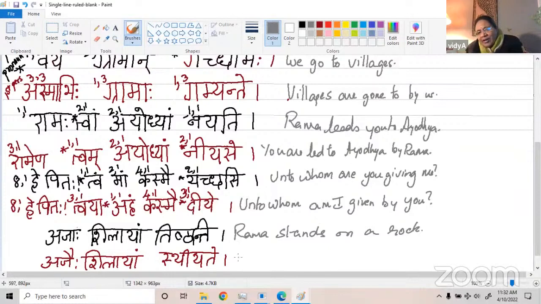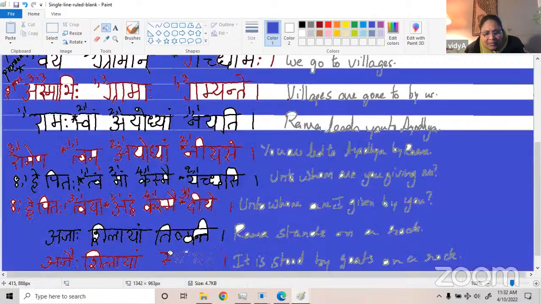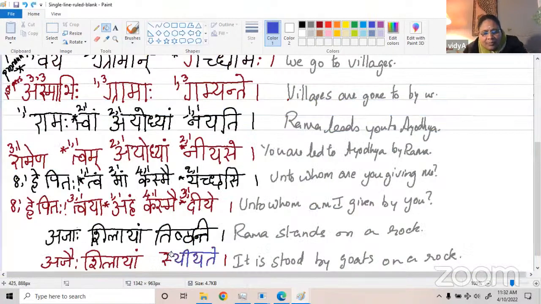It is stood. Translation into English will not be elegant. It is being stood by, it is stood by goats on a rock. Is that Bhave Prayoga? Yes, this is a Bhave Prayoga, correct. And that reminds me that I should have changed the color, so you know it is a different Prayoga. Sthiyate.